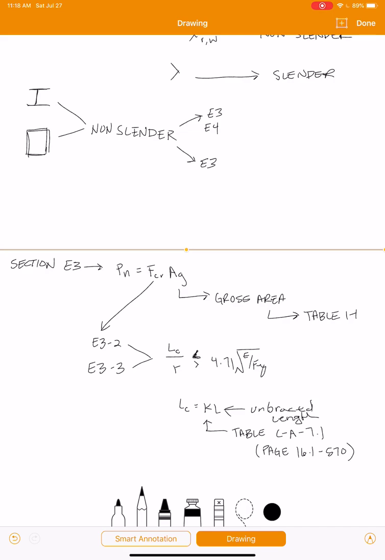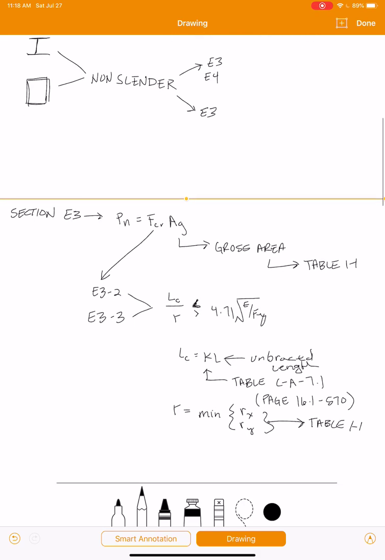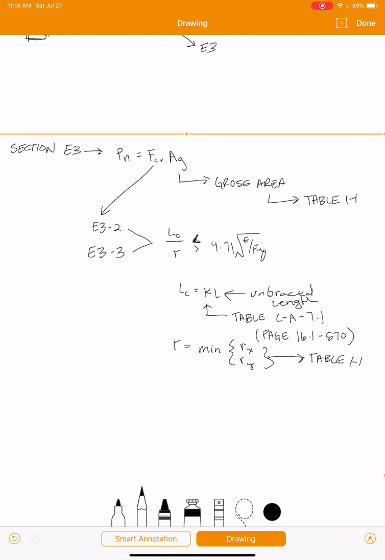And for your R in that ratio, you're going to use the minimum of Rx or Ry. And again, those are tabulated at the beginning of the manual. So Table 1-1 for I shapes, or if you're looking at HSS, it's just going to be a couple of tables after that.